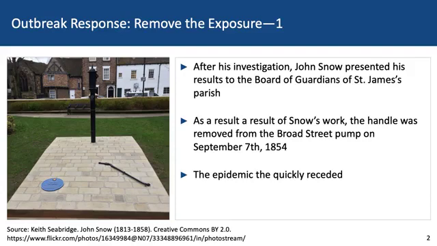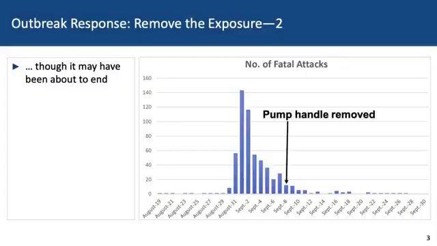After his investigation, John Snow presented his results to the Board of Guardians from St. James Parish, where the Broad Street water pump was. As a result of this work, the Board of Guardians removed the handle from the Broad Street pump on September 7th, 1854, and then the epidemic quickly receded. Though it's worth noting that while this makes a great story, the epidemic may have been about to end anyway.